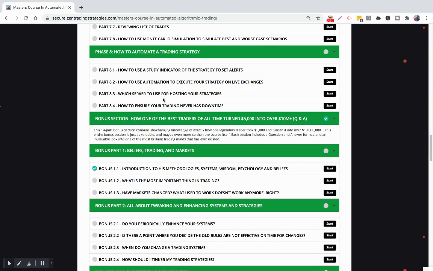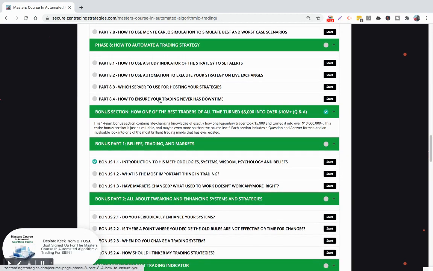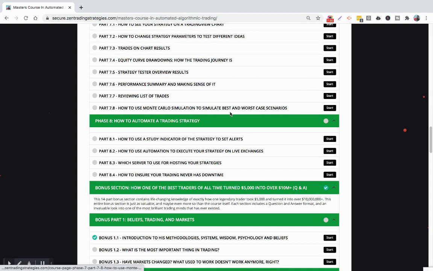You'll learn which server to use for hosting your strategies and how to ensure your trading system never has any downtime. So that covers the master's course.